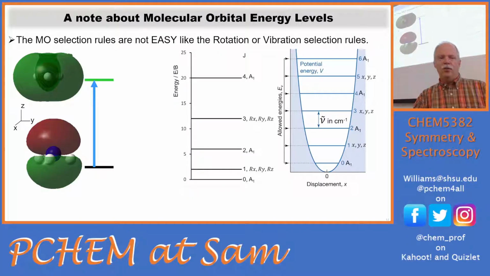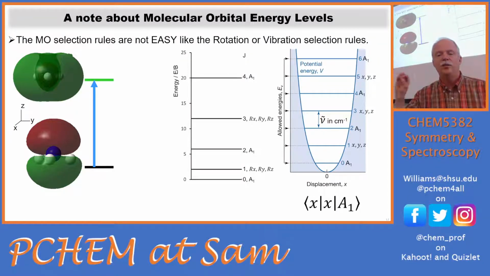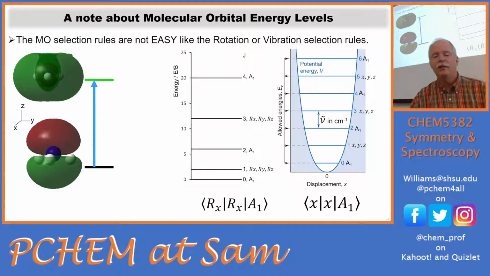So molecular orbital selection rules are not easy like the rotation and vibration selection rules. Because if you think about it, we have three unknowns in this one. In the vibration, we know that one of those is A1 because we're either going from an even quantum number or to an even quantum number if we have a delta V equals plus or minus 1. Okay. In rotation, we have delta J plus or minus 1. So if we're going up by single jumps, then we're either going from an even to an odd quantum number or odd to an even quantum number. So again, one of those three things is A1.